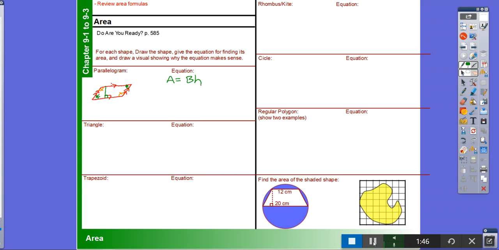Now the triangle is a three-sided shape and the equation for finding the area of a triangle is 1/2 times the base times height. In other words, what you're going to do is take an exact replica of this shape, and you turn it into a parallelogram. So 1/2 base times height. And remember, the height is the perpendicular distance from the base to the top of the triangle.